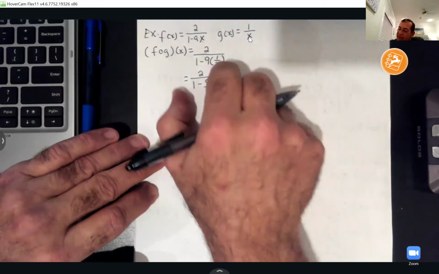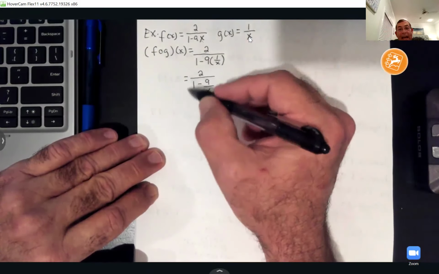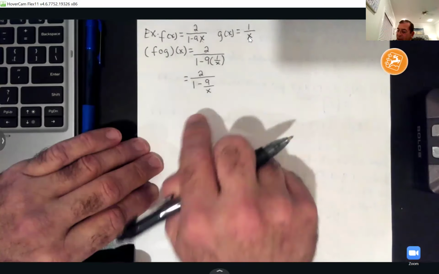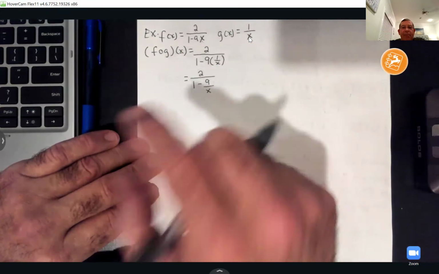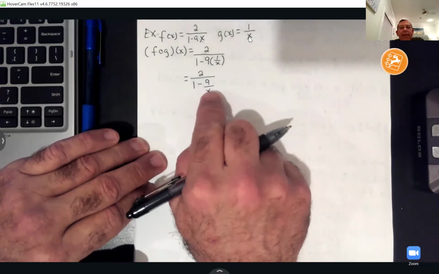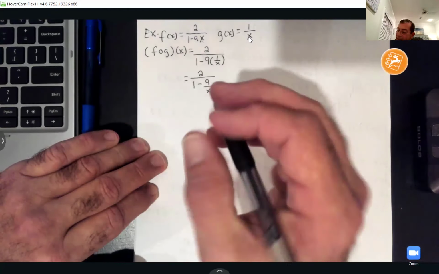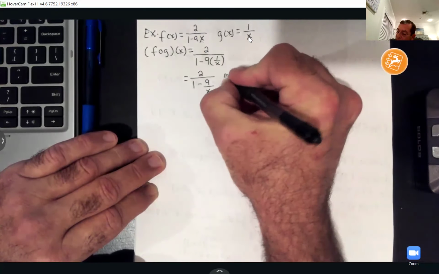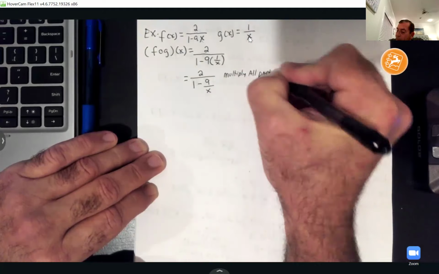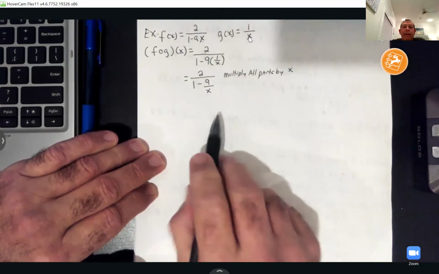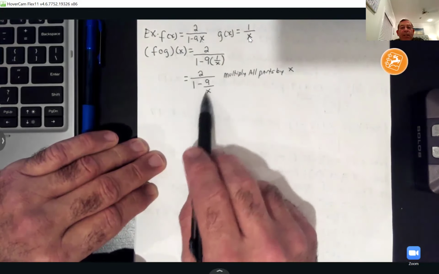Now, we're getting closer, but you're not allowed to have a fraction inside of a fraction. So what we got to do to simplify that is try to get rid of these fractions that are inside the main fraction. So to do that, since this fraction has an x on the bottom, and I want to sort of get rid of that x, I'm going to multiply all parts by an x. If I want to get rid of this fraction, I'm going to multiply everybody by x, and that way this fraction will cancel.